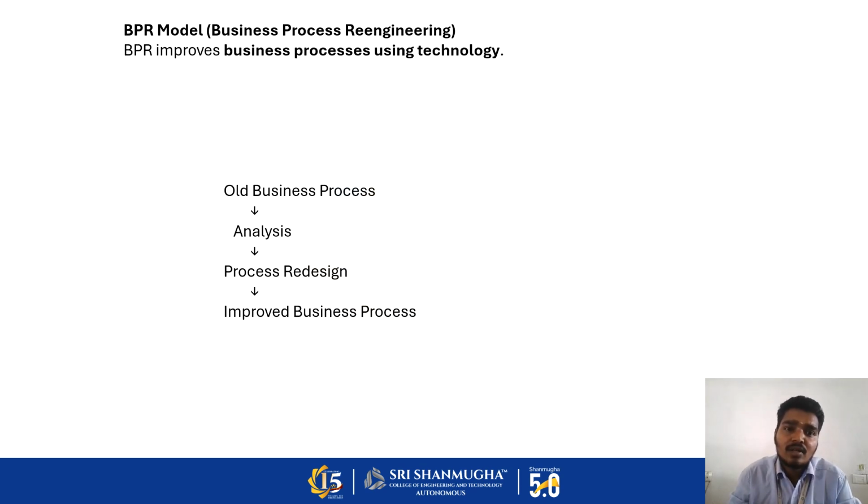Next, BPR model, business process re-engineering. BPR improves the business process using technology. For example, with the old business process, we analyze it and redesign it to improve the business process design. That is called the old business model. Nowadays we come to the analysis and work for future plans, and we redesign the models to improve the business process designs. That is called BPR, business process re-engineering, to improve the business process using technologies also.